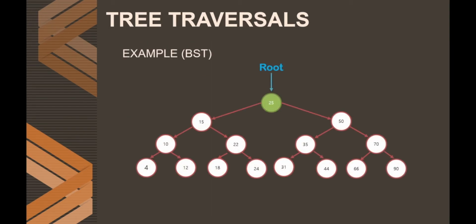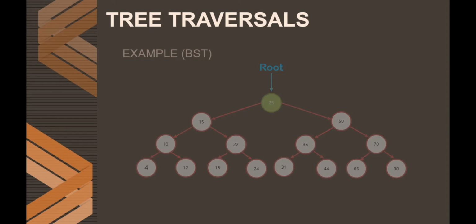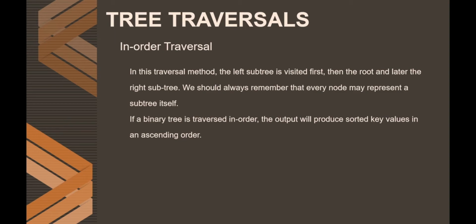Here we can see an example of a binary search tree. First of all, here we can see the root node containing value 25. There are some nodes in the right side and also in the left side. All these nodes contain some specific values. In-order traversal. In this traversal method, the left subtree is visited first, then the root, and later the right subtree. We should always remember that every node may represent a subtree itself. If a binary tree is traversed in order, the output will produce sorted key values in ascending order.